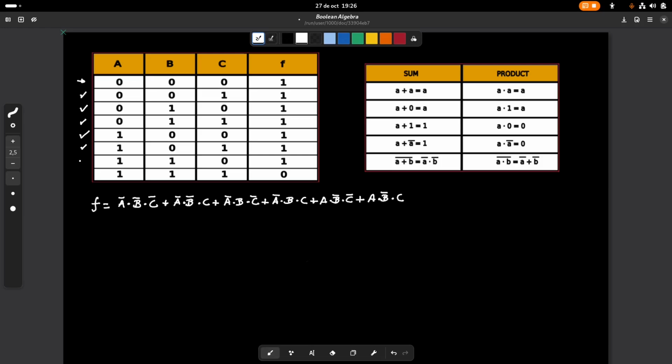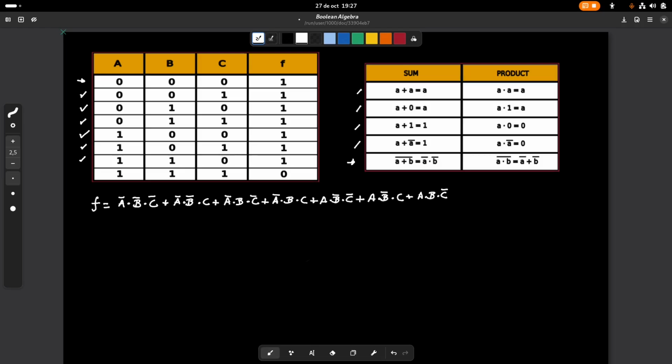And the last one, this row, or A and B and C negated. So by using these Boolean properties, the first 4 rows on the right table, and by using De Morgan's law, which is given in this row, we are going to try to minimize this function.